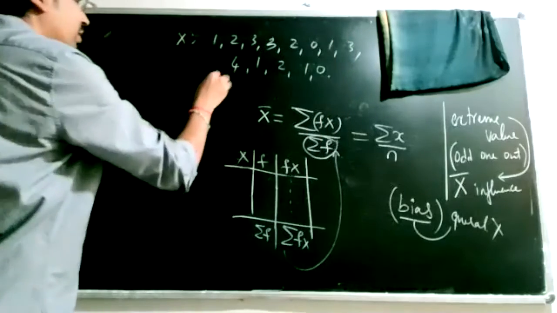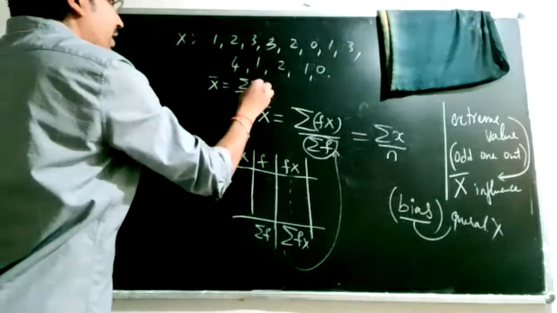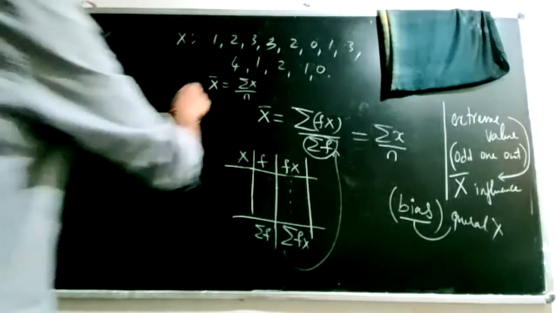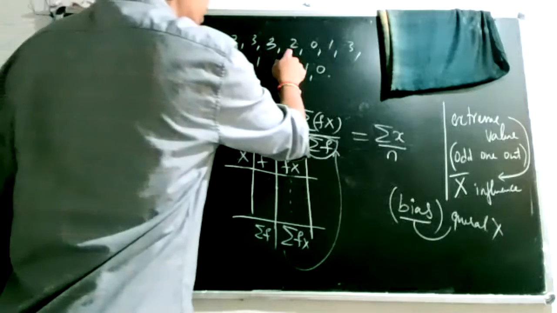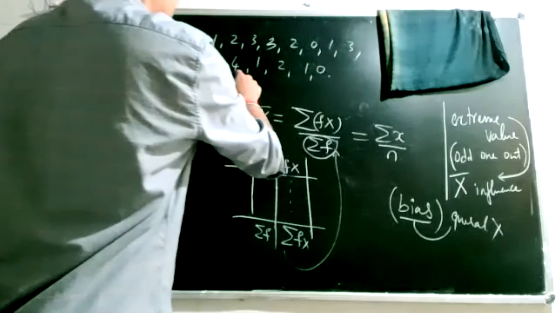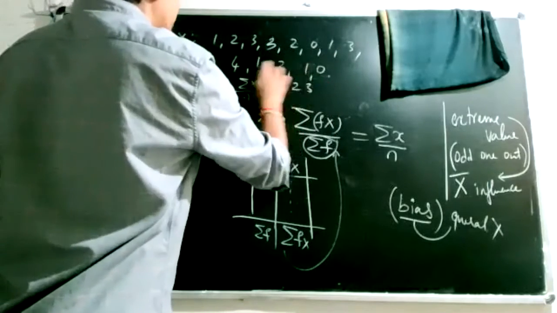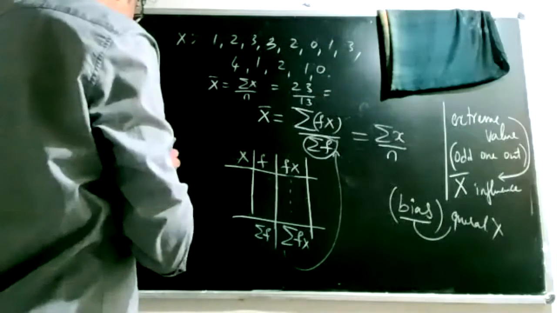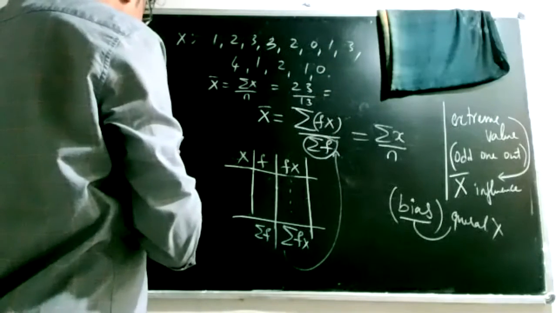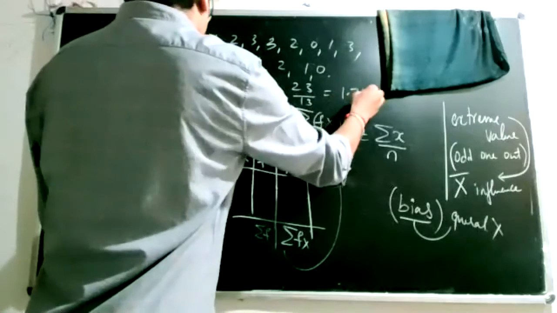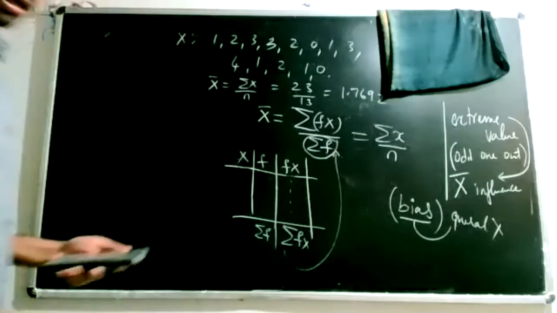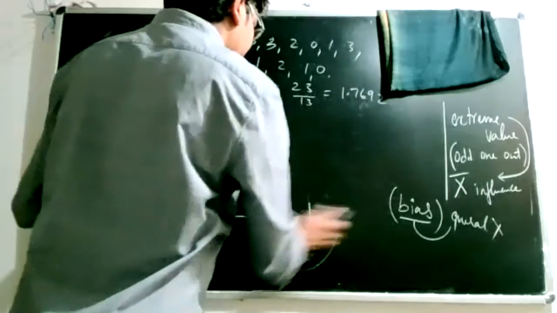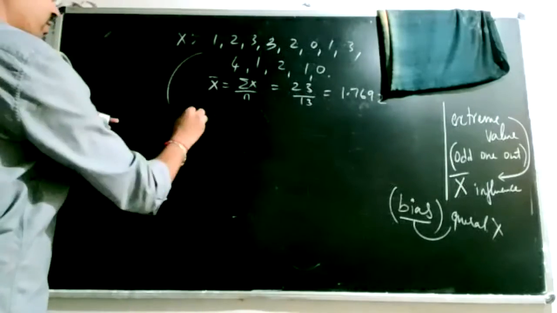Now if you look into the mean, it is just sigma x divided by n. So we have certain raw data observed here. If you look into the sum, you have 9, 10, 12, 15, 23 divided by 13. So the average comes to 1.7692.